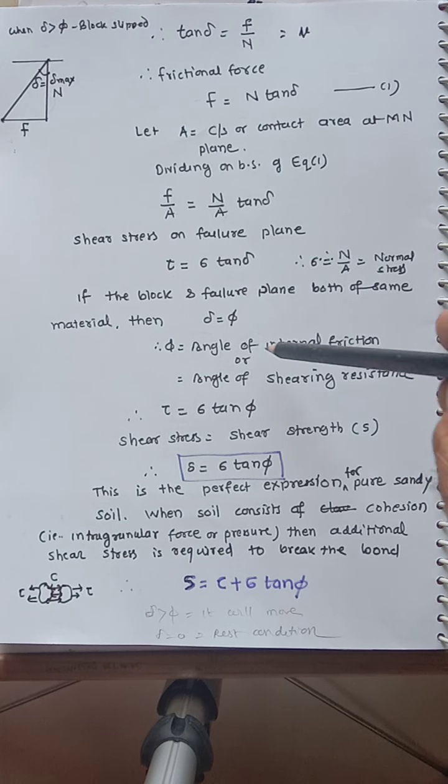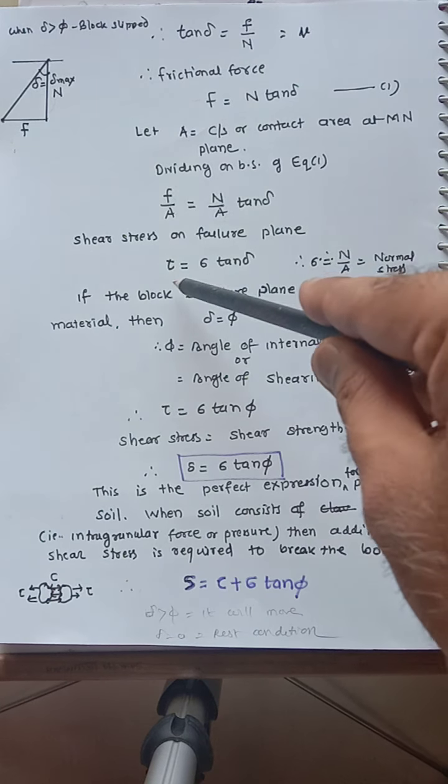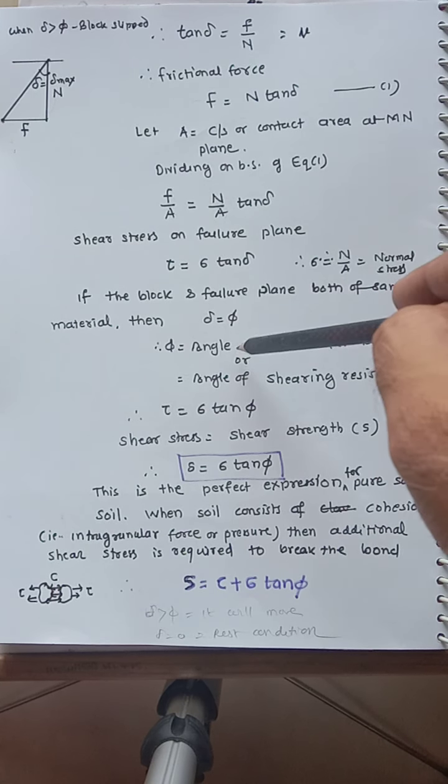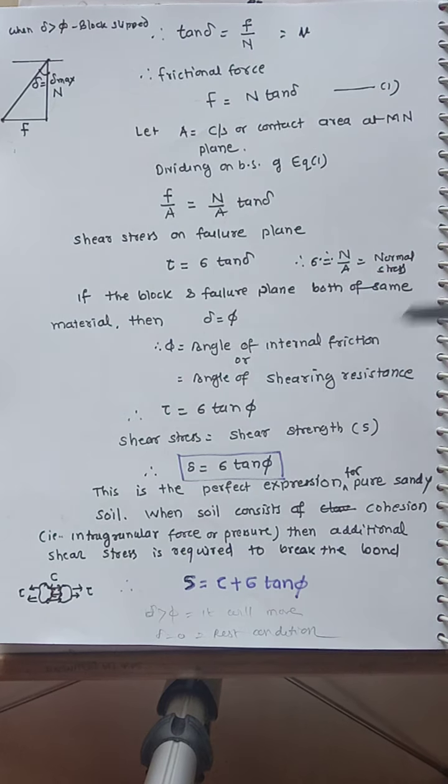In that case, when the same material slides over the same material, delta is equal to phi. So this delta is replaced with phi, which is called the angle of internal friction. It is also called the angle of internal shearing resistance, or earlier it was also called soil friction in general terms. So tau is equal to sigma tan phi.